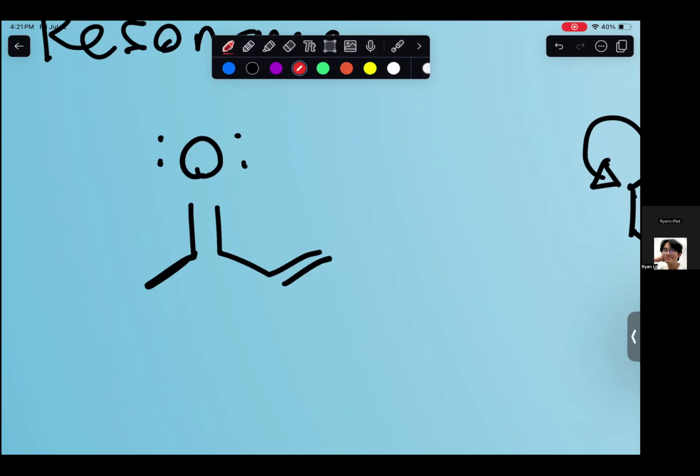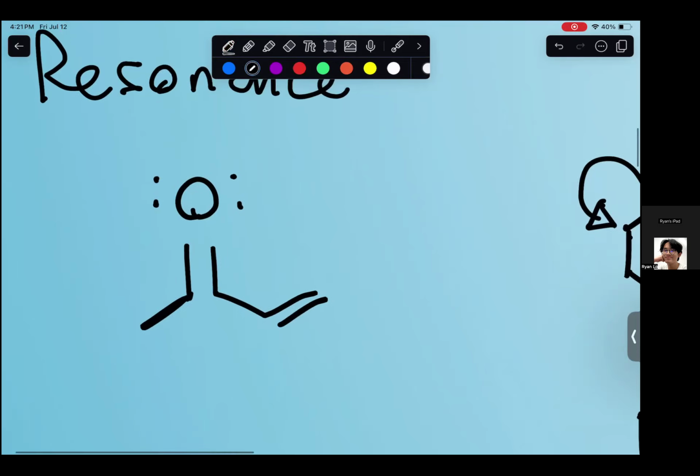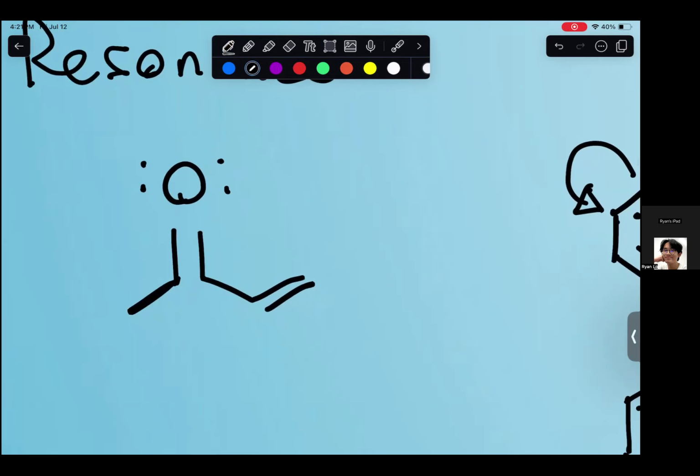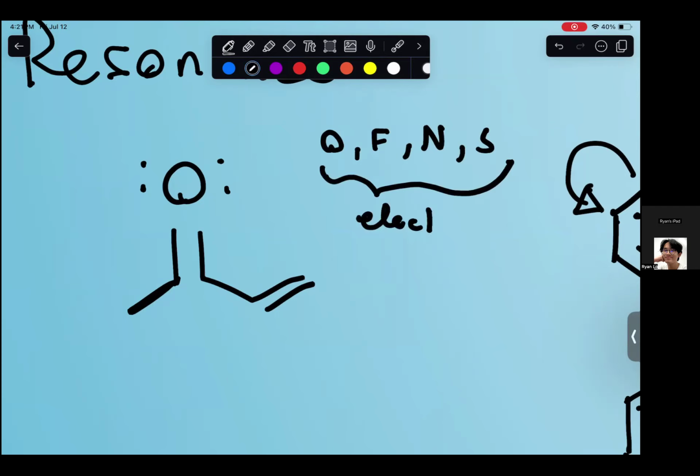Okay, cool. So how exactly would we draw resonance structures from this? Well, everyone here hopefully understands that some major non-metal elements such as oxygen, fluorine, nitrogen, sulfur, just to name a few, basically the whole right side of the periodic table, are very electronegative, especially compared to carbon. What does electronegative mean? Well, it just likes to suck up electrons like a vacuum.